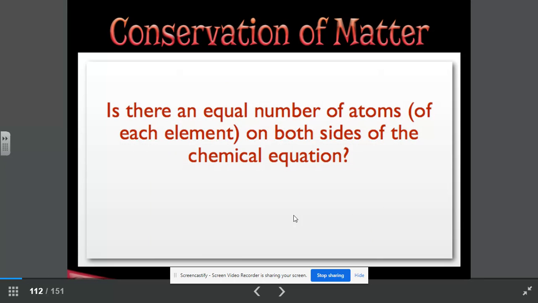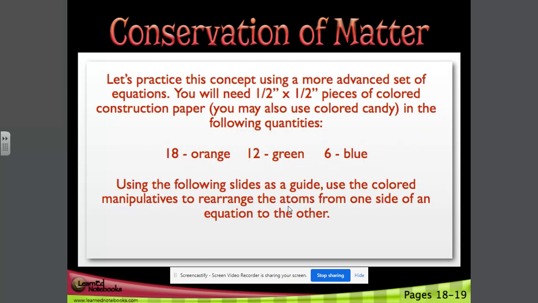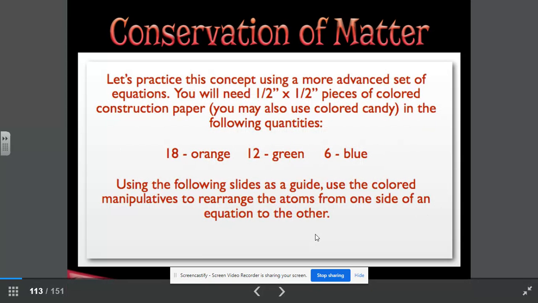Is there an equal number of atoms of each element on both sides of the chemical equation? What do you think? If you said yes, you are correct. Let's practice this concept using a more advanced set of colored equations. We're going to use colored construction paper, or it's fun to use Skittles. They work really well for this activity. We'll be doing this together in class, so don't worry, we're going to glide over it right now. Okay, but we'll be doing this together in class.